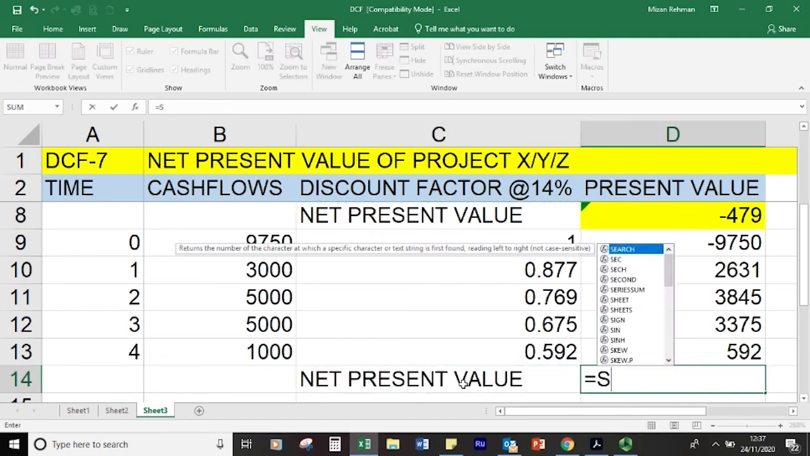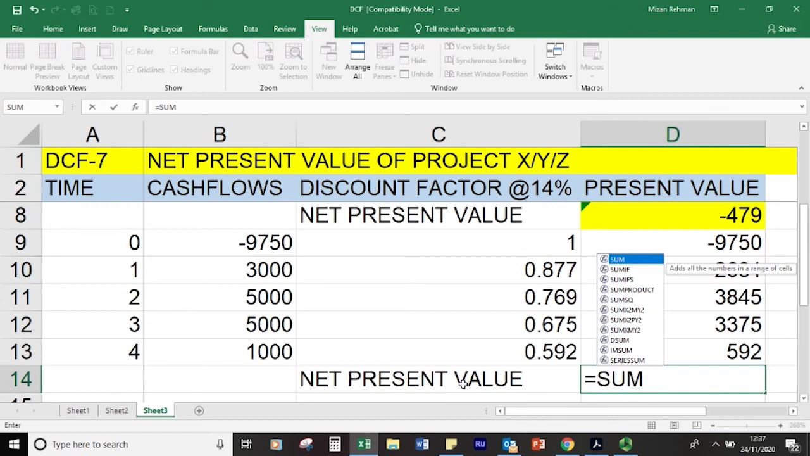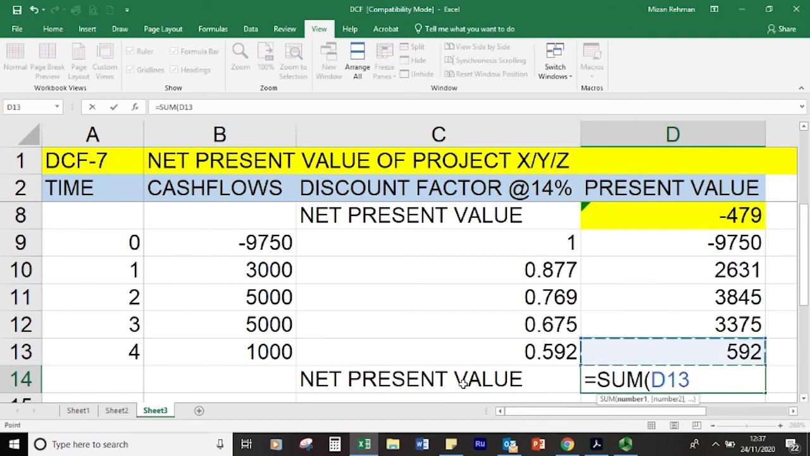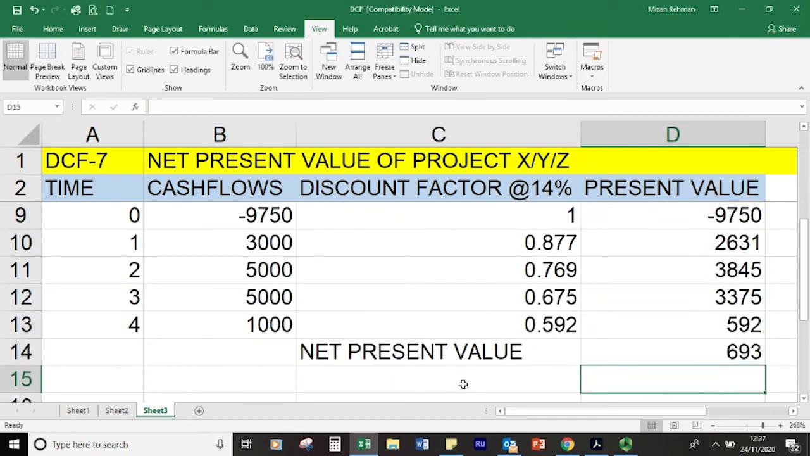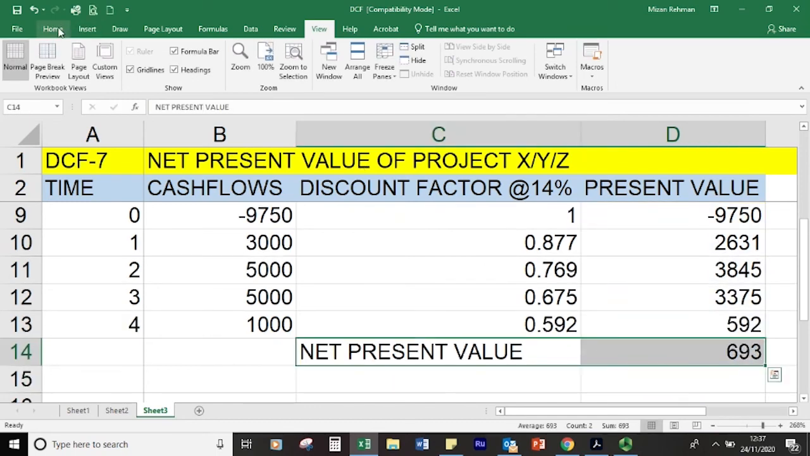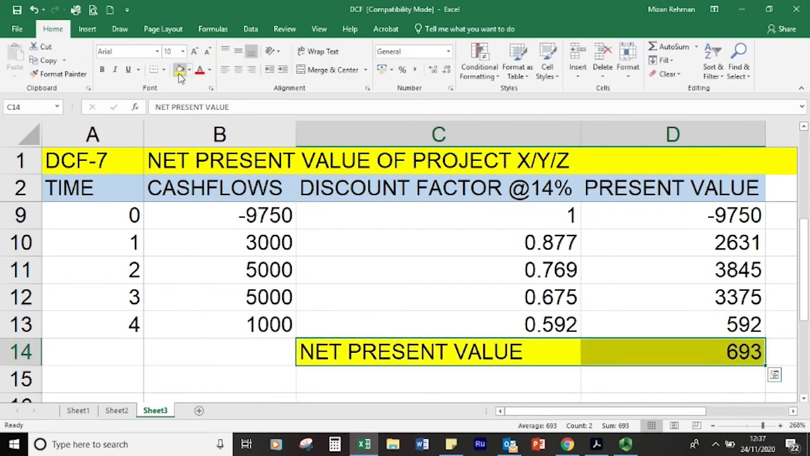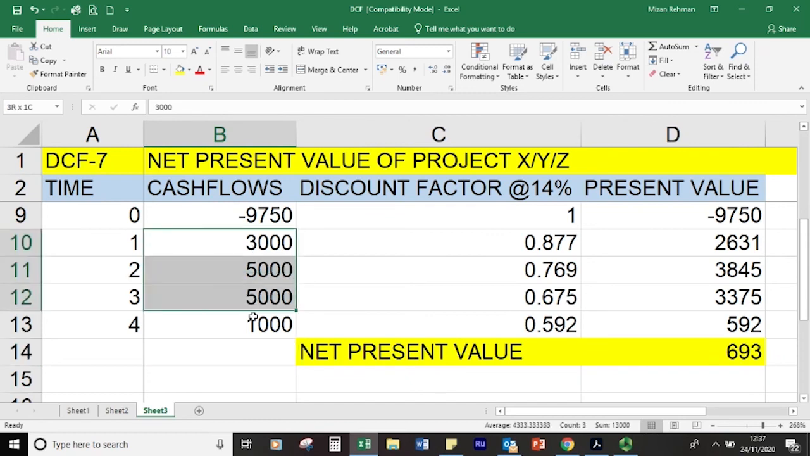and sum this up or net this up, because when you add positives and negatives together, you're actually netting off the figure, and this gives us a net present value of 693. So that is a positive figure. So how much we are receiving in money terms is 14,000. In project X we were receiving 13,000, so slightly more than that.